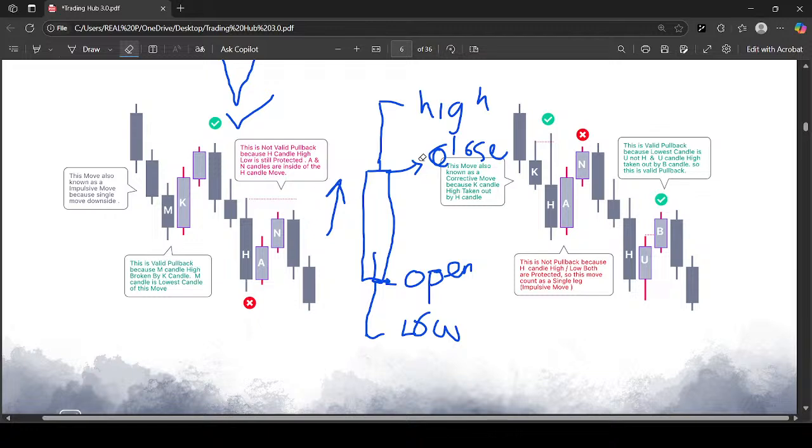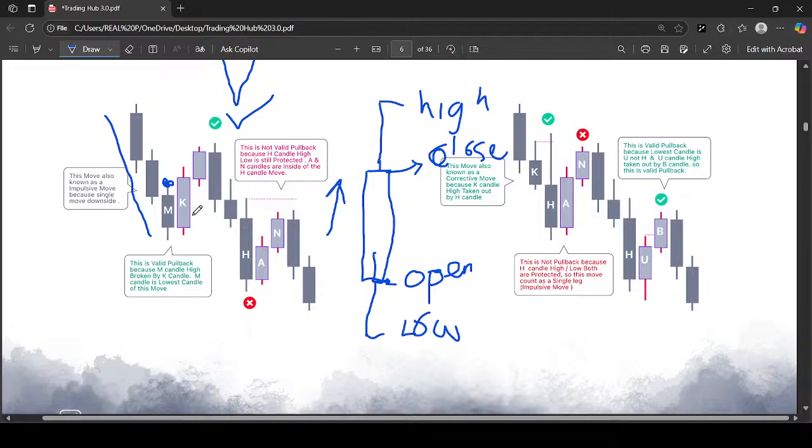Now, a pullback has happened in an impulsive move. Let's say this is a downward impulsive move here. On this downward impulsive move, we can only say a pullback has happened when a candle forms and takes out the high of the previous candle.